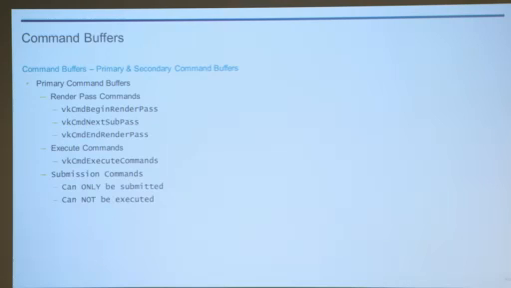The fundamental thing that's different between the two is that in primary command buffers, I can do my render pass commands, which are begin render pass, next subpass, and end render pass. I can do execute commands to secondary command buffers. These primary buffers can only be submitted to the queues, but they can also call secondary command buffers.